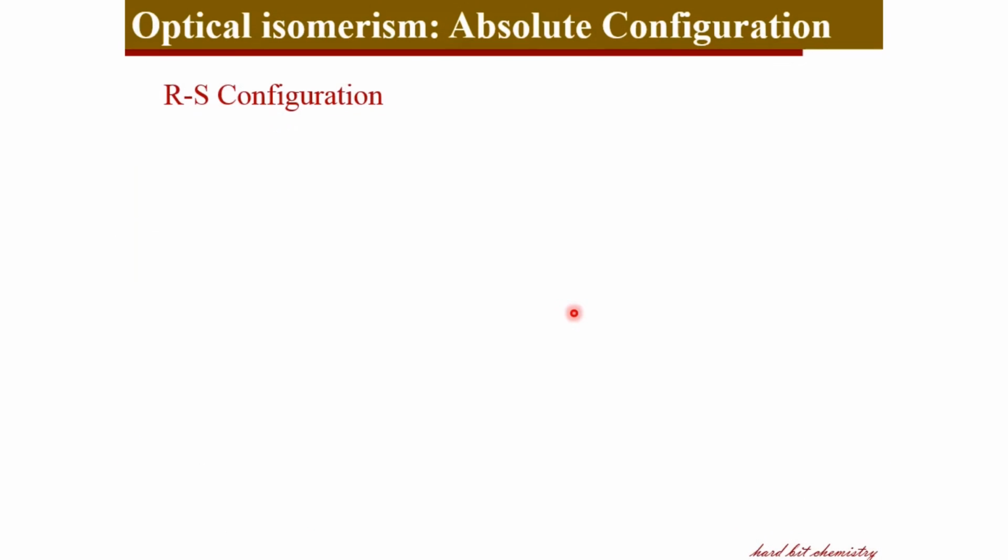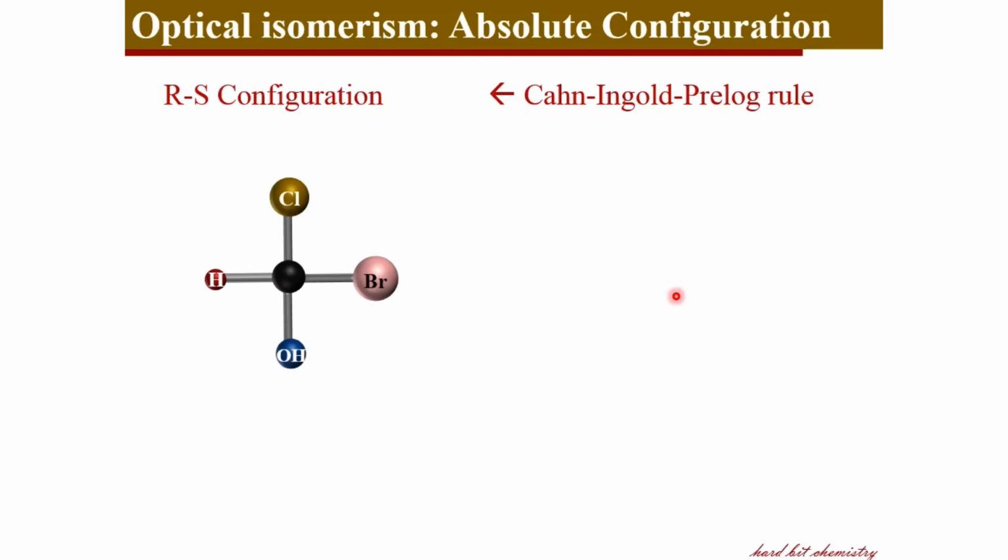And now let's see the absolute configuration, or R and S configuration, proposed based on the Cahn-Ingold-Prelog sequence rule. The three scientists proposed several rules to find out the R and S configuration. Let's see it through a demonstration. Here you've got a molecule where a chiral carbon is attached to 4 different groups.